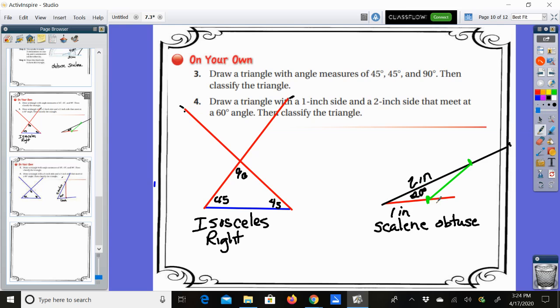And then for number 4, I started with a line, and then I drew the 20-degree angle on it, so that's the 20 degree right there. And then I measured from here over to find 1 inch, and then from here up to find 2 inches and connected it with a line. So that triangle has a definite large angle, so it's obtuse. So it's a scalene obtuse triangle.